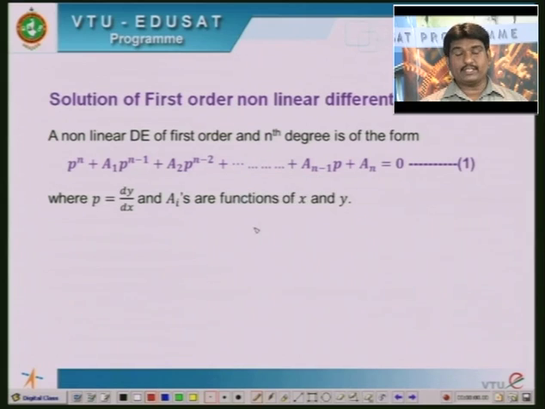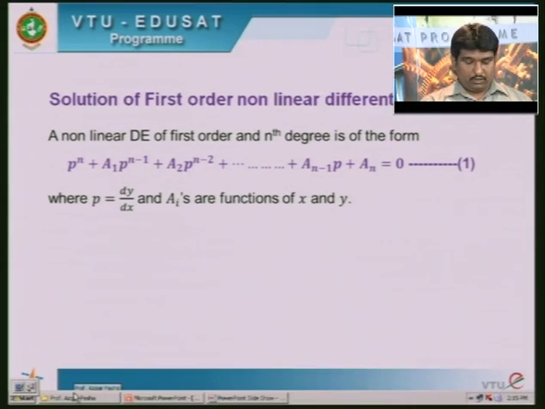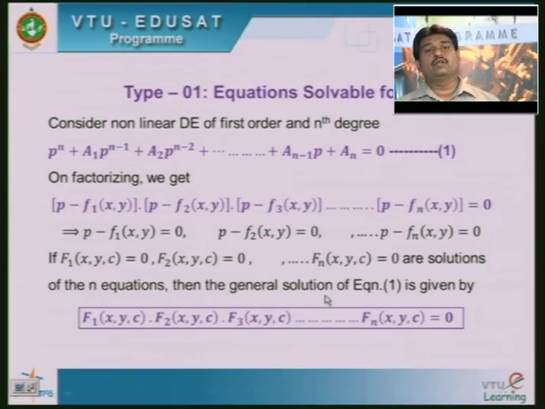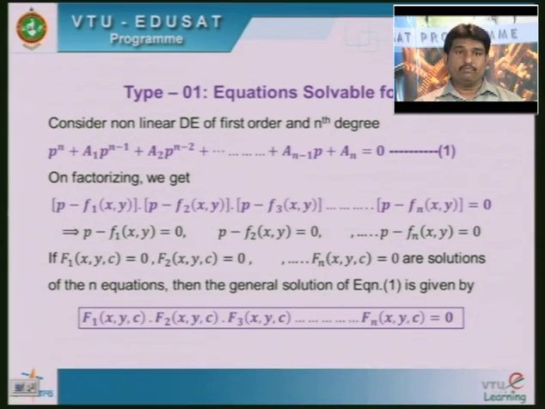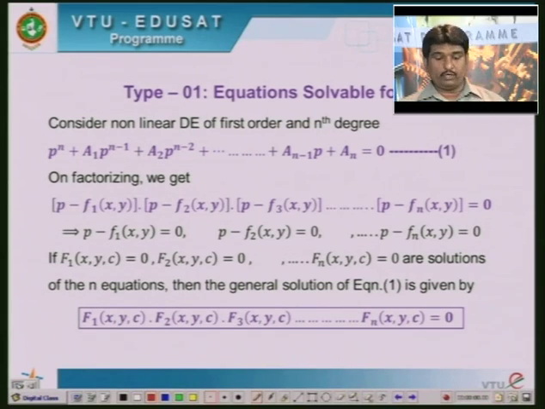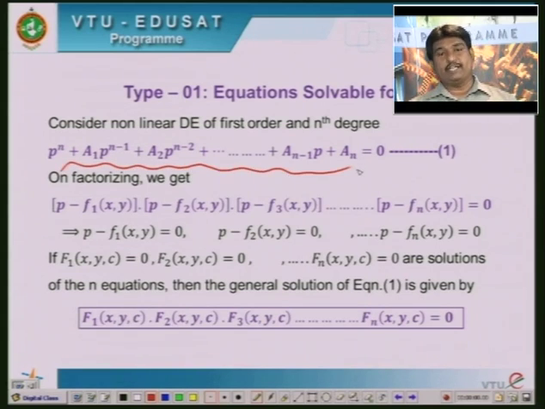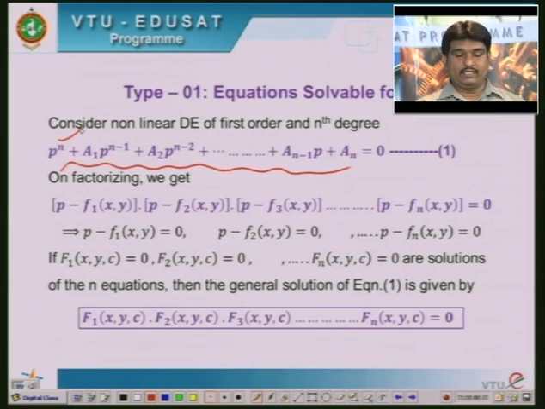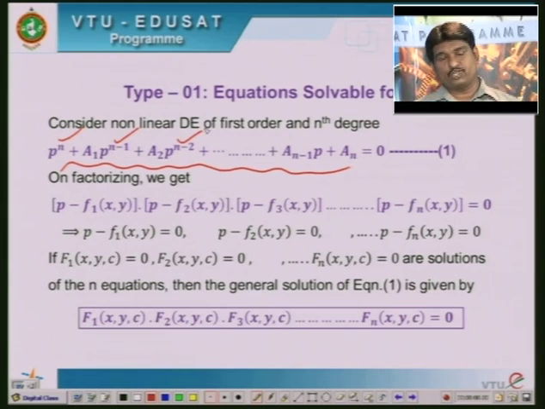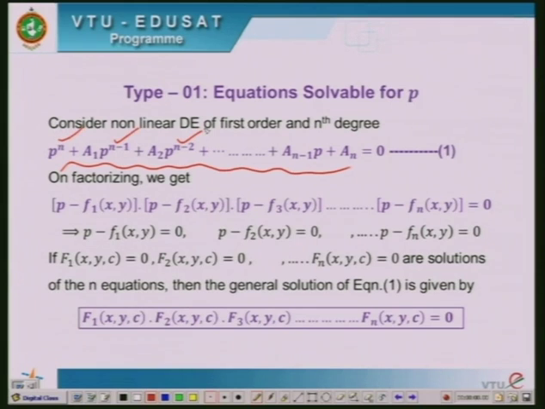Now how to solve such equations? There are many techniques depending on the nature of the equation, whether it is solvable for x, solvable for y, or solvable for p, or it is in some standard form. Depending on that, we can decide the method. Suppose the given differential equation is of this type, first order, where p indicates dy by dx. These are the nth degree, n minus 1th degree, n minus 2nd degree terms and so on. So it is a non-linear differential equation of degree n.